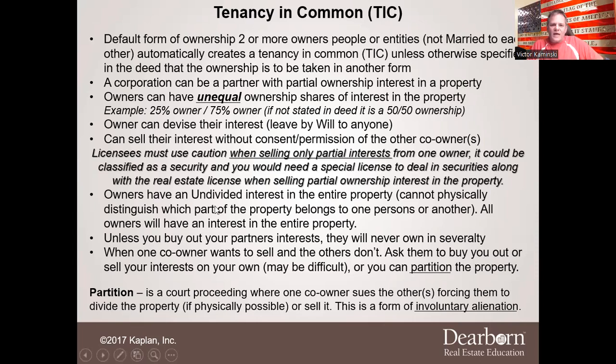So owners have an undivided interest in the entire property. What does that mean? It means you cannot physically distinguish which part of the property is mine and which is yours. So if we're 50-50 owners, both you and I own a property together, we have an undivided interest in the property. I'm 50% owner of the entire property, and you're 50% owner of the entire property.